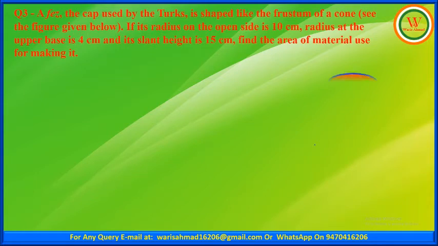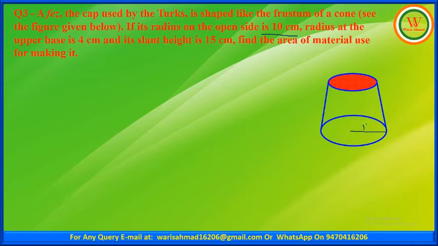First of all, let us consider a cap in which it is given that the radius on the open side is 10 centimeter. It is already mentioned in the question. So here we can draw the radius with length 10 centimeter. Here the radius of this end is given 10 centimeter. The next line of the question is the radius at the upper base is 4 centimeter. So here at the top the radius of this part is given 4 centimeter, and its slant height is 15 centimeter. So here we can draw the slant height of this cap as 15 centimeter.